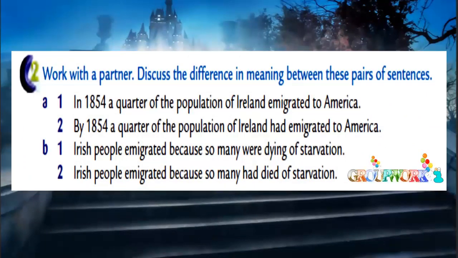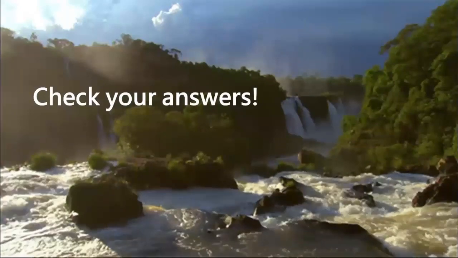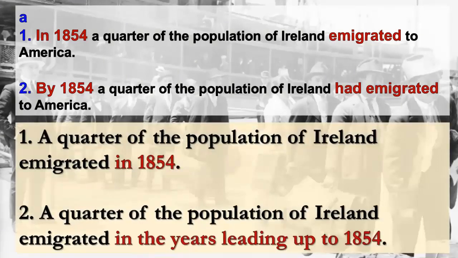Now, let's move to exercise number 2. Work with a partner. Discuss the difference in meaning between these pairs of sentences. Let's now check your answers. A. Number 1. In 1854, a quarter of the population of Ireland immigrated to America. Number 2. By 1854, a quarter of the population of Ireland had immigrated to America. What's the difference between these two sentences? The first one, a quarter of the population of Ireland immigrated in 1854. Number 2, a quarter of the population of Ireland immigrated in the years leading up to 1854.